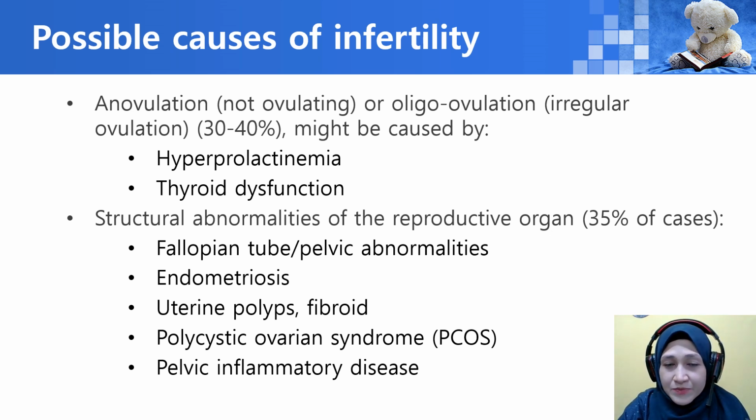And second is structural abnormalities of the reproductive organs, which constitute 35% of the cases. For example, fallopian tube abnormalities, endometriosis, uterine polyps, or PCOS. PCOS is polycystic ovarian syndrome, meaning that the woman has a lot of cysts in the ovary, and also pelvic inflammatory disease.